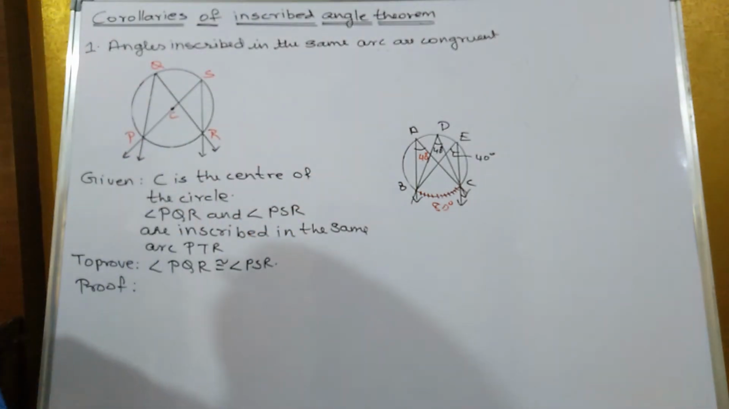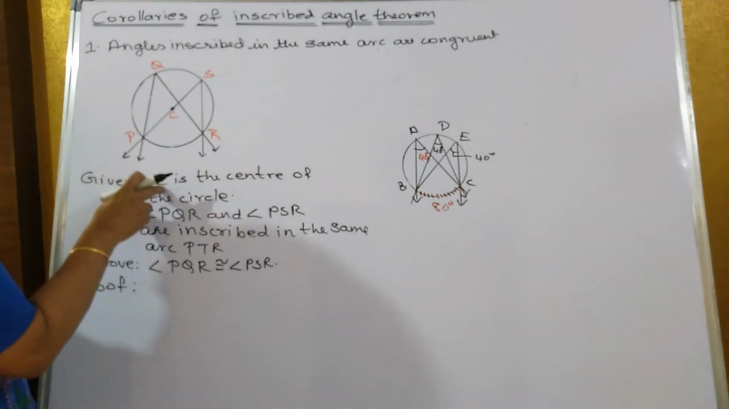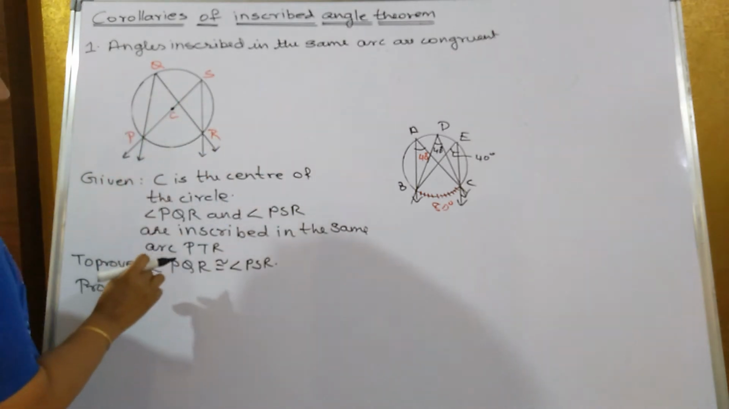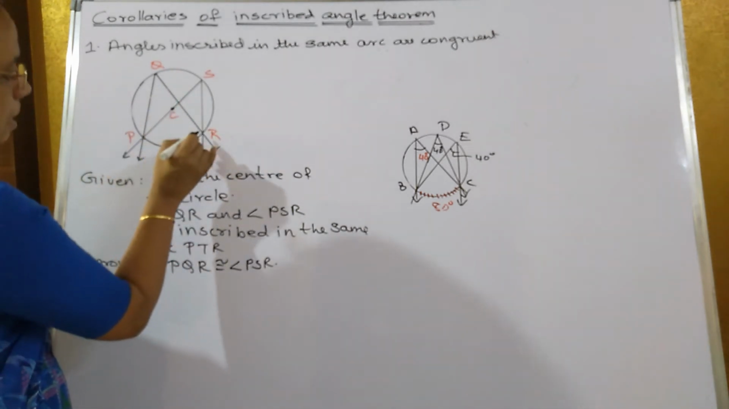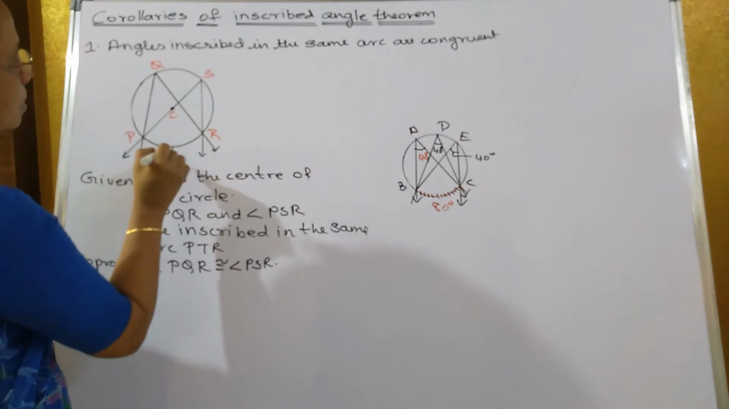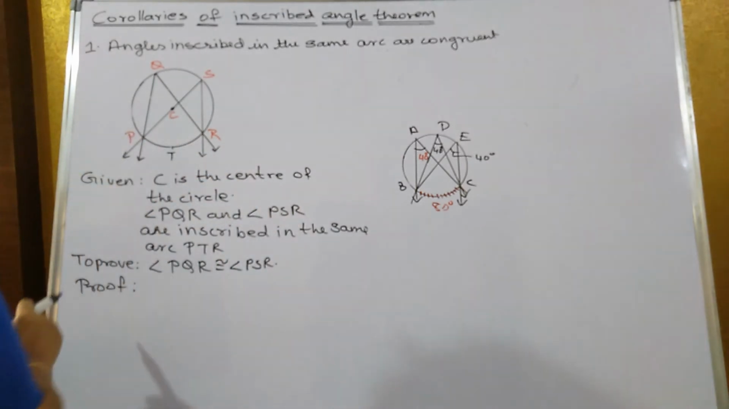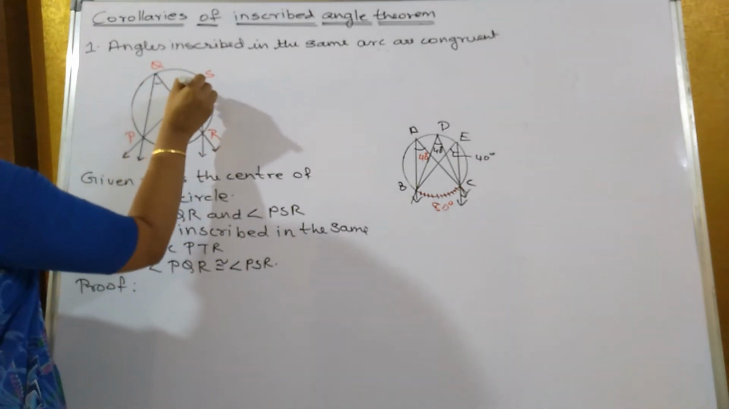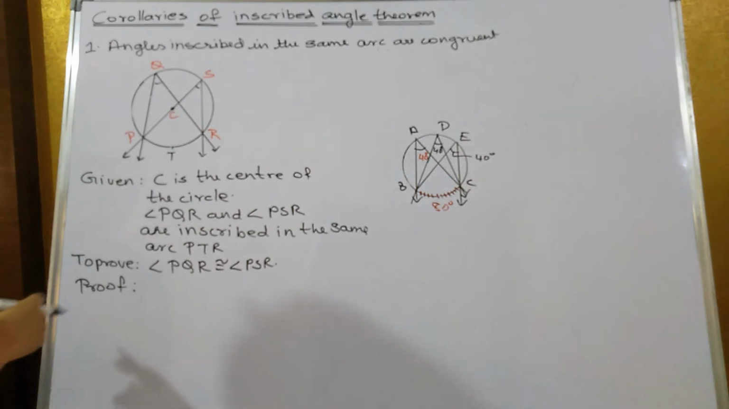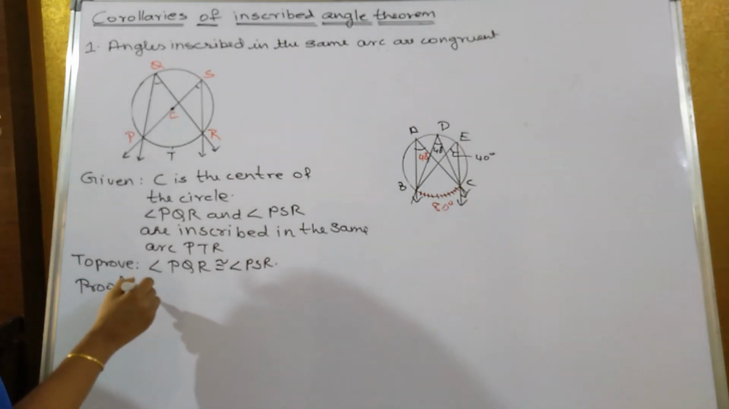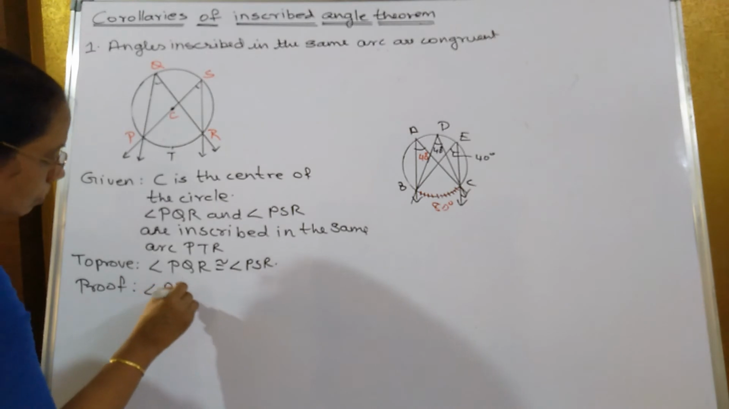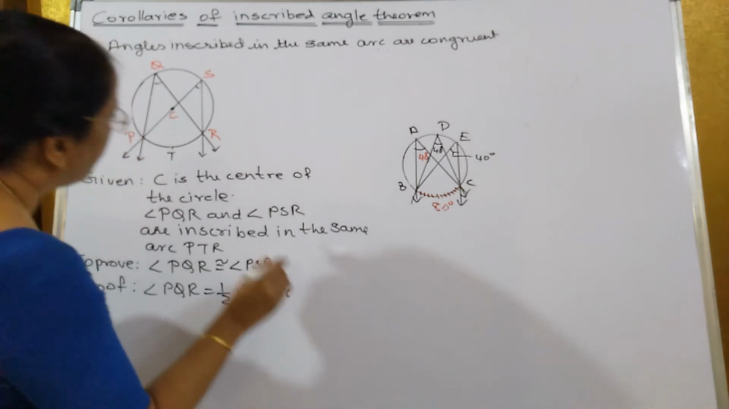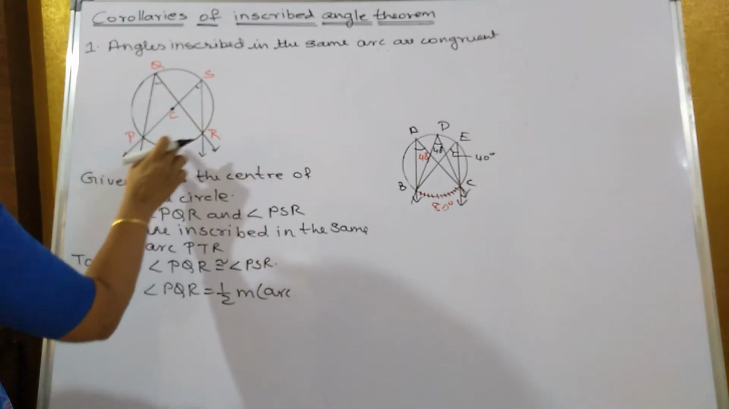Now we have to prove this. Let us take a circle with center C and angle PQR and angle PSR are inscribed in the arc PTR. This is T over here. So PTR. Now to prove that angle PQR, that is this angle and this angle are congruent to each other. Proof. Now angle PQR is equal to half of measure arc. So this angle is half of the measure arc PTR.